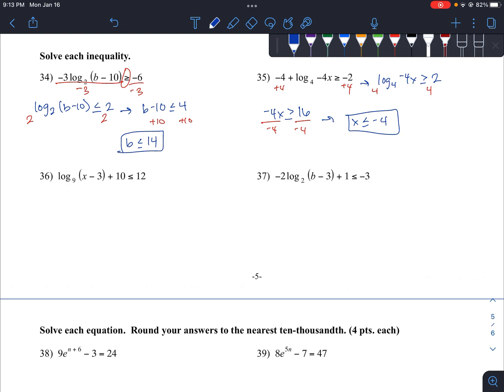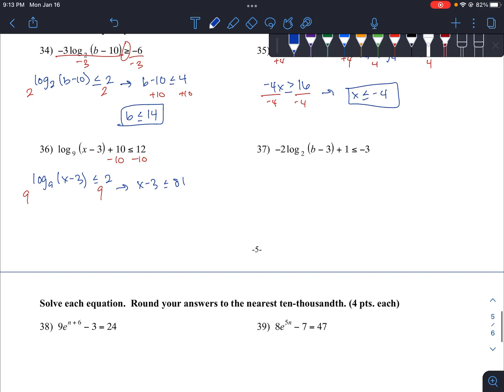For 36, isolate the logarithm. So subtract 10, subtract 10. So I have a log base 9 of x minus 3 is less than or equal to 2. Exponentiate both sides with a base of 9. Just to give myself a little bit more space. So I'll have x minus 3 is less than or equal to 9 squared, which is 81. Plus 3, and plus 3. I have x is less than or equal to 84.